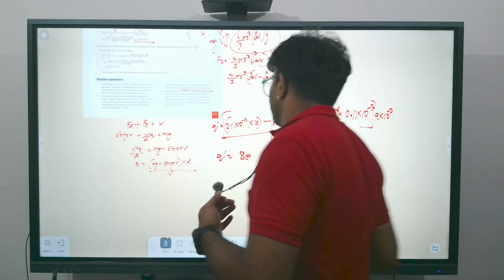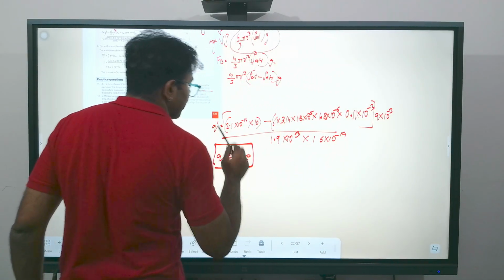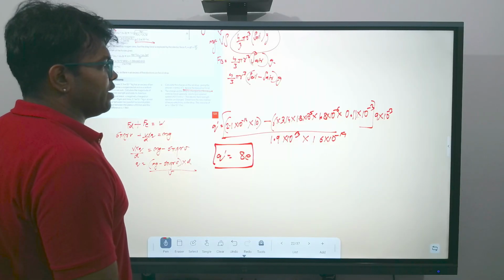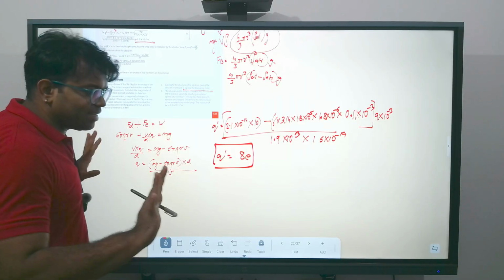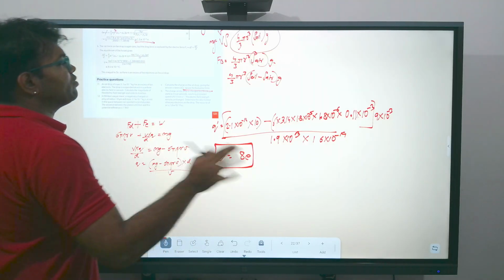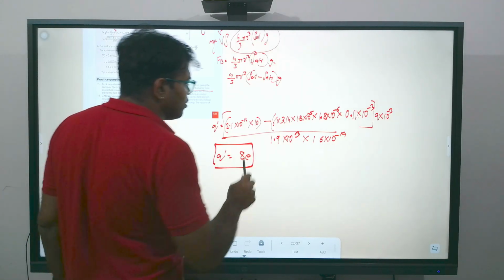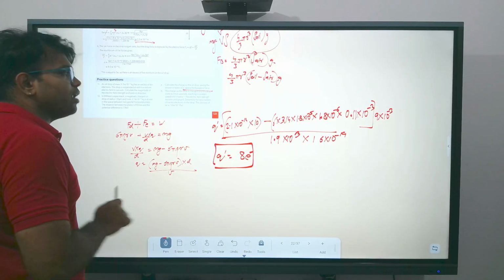So the answer is coming out to be 8 electrons. There is a total of 8 excess electrons. You don't need to subtract or anything. Just 8 excess electrons are there in the oil drop now. Understood?